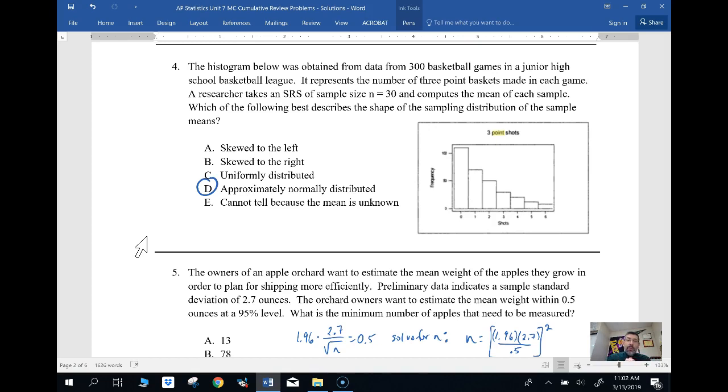The three conditions were: 1, random sample. We have it. It's an SRS. 2, less than 10%. 30 is, in fact, 10% of 300, so we're okay on that. And 3, sample size greater than or equal to 30. In this case, it is equal to 30, so we're okay, which means our sampling distribution will be approximately normally distributed. So be careful if you're looking at a sampling distribution or a sample distribution, okay?